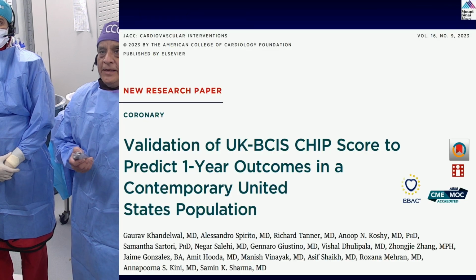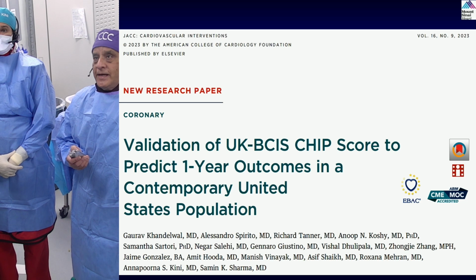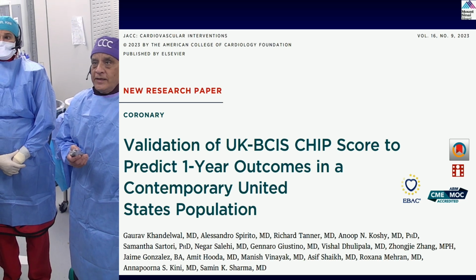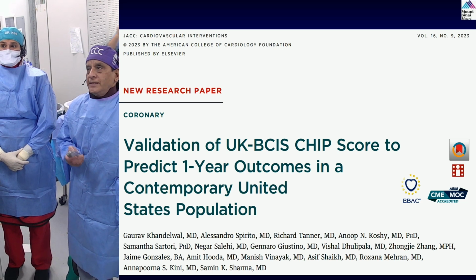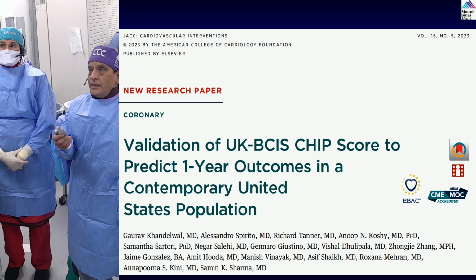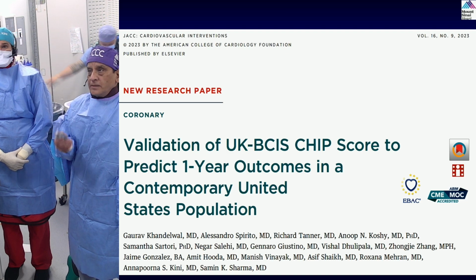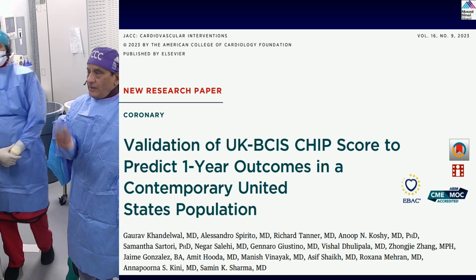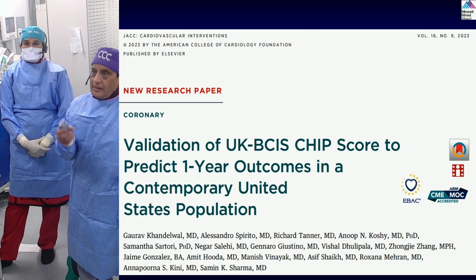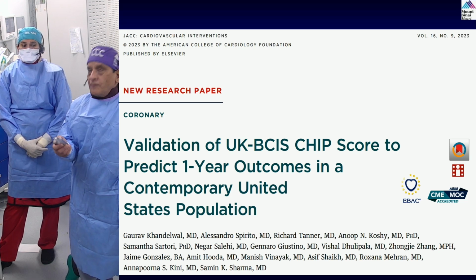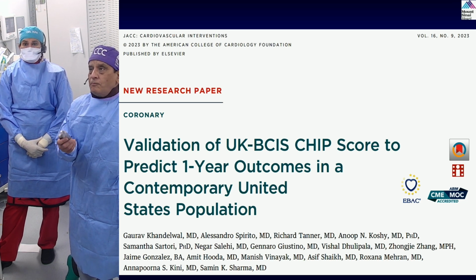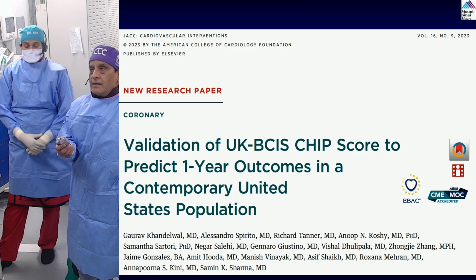That is the validation of the UK BCIS CHIP score to predict 1 year outcomes in a contemporary United States population, Mount Sinai Hospital data. Look at the right side, it's a MOC and CME. They really made this a highlight paper. We have question and answers, we have the verbal recording of what we found in this particular study. But more important, you can get the MOC points once you do a CME with this paper.